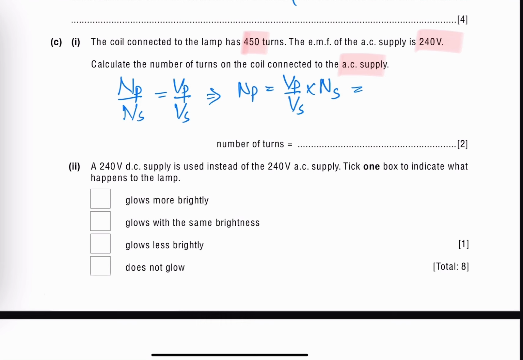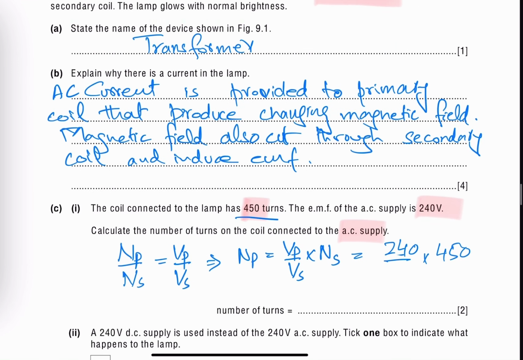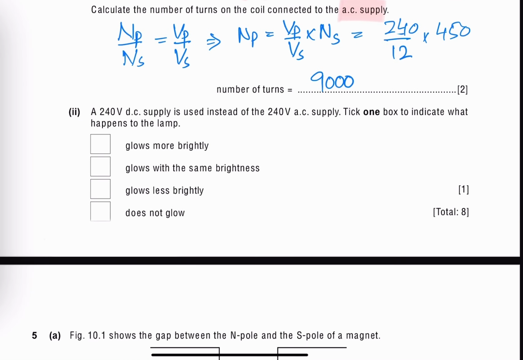Okay, so the EMF of the AC supply is 240 volts. The AC supply is with the primary coil. Okay, so 240, and the number of turns is 450, and voltage of 12 volts. Okay, so it will be 9,000 turns.